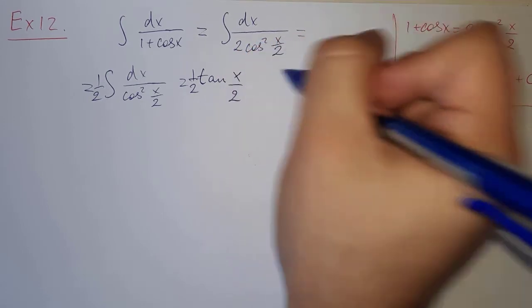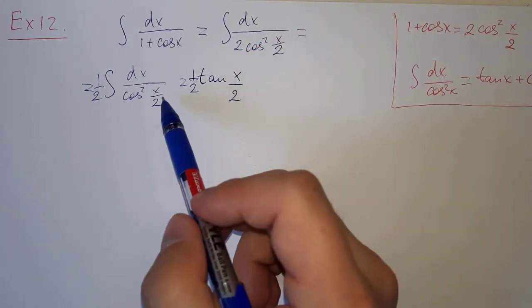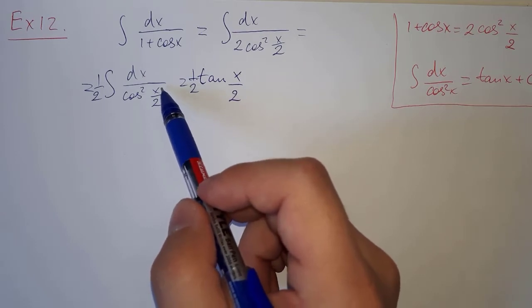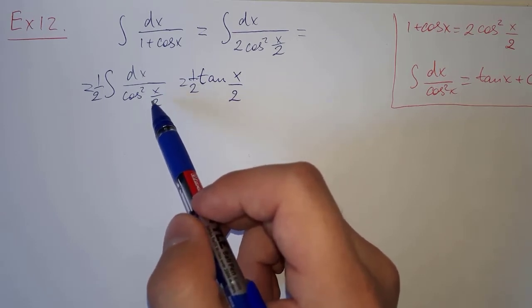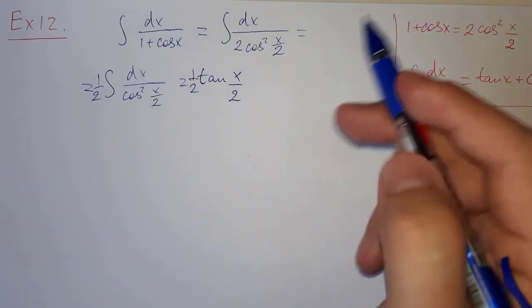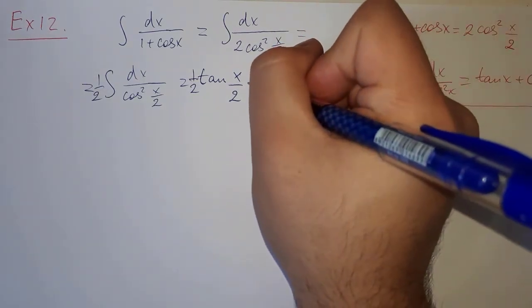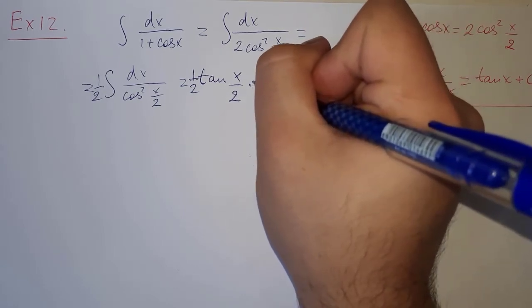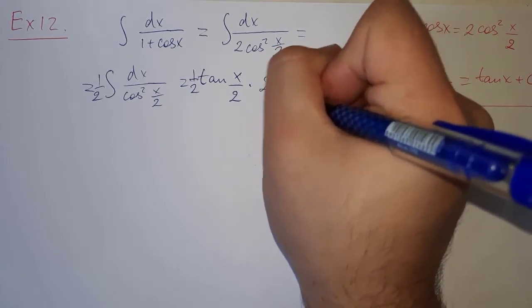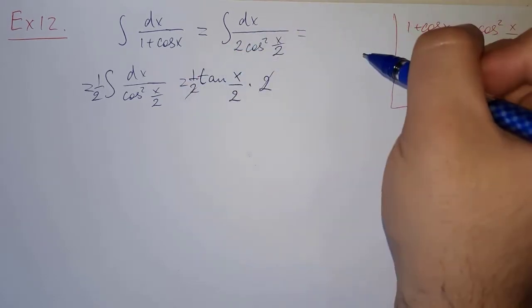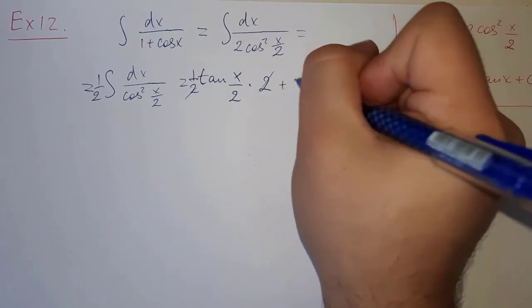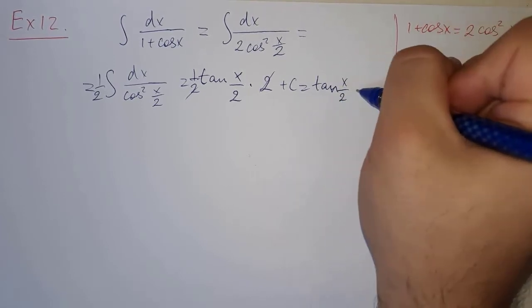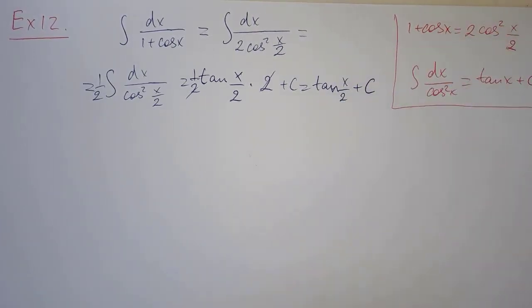And we have again the coefficient of x. It is 1 over 2, and it should be 1 over a. So now this is 1 over 2 times 2, and they cancel with this one, and we have just tangent x over 2 plus c, constant.